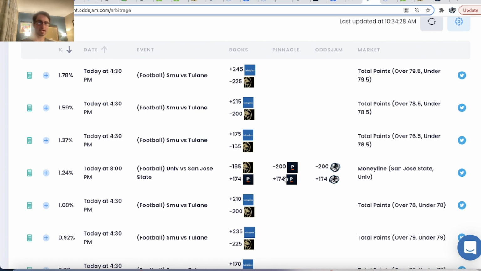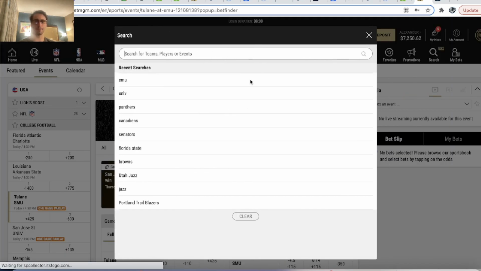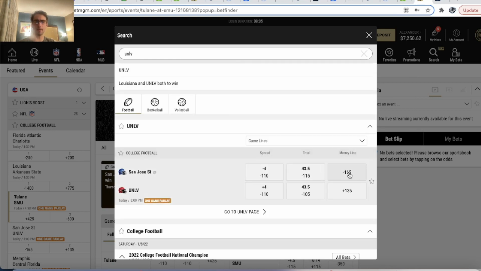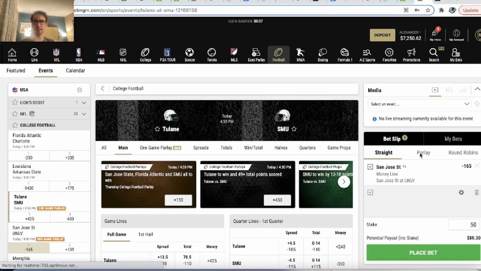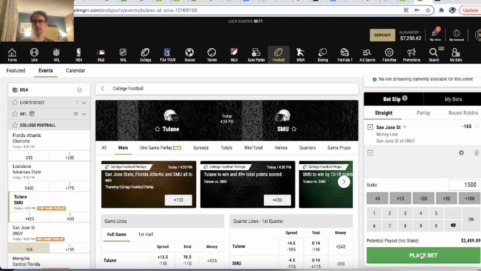So when an arb exists, what you're looking for as a sharp bettor is you're looking at the lines, you're looking at the line discrepancies, and you're saying, okay, what side is good, right? So what we can do is we can look for this game and we can place this bet. So we'll go to the UNLV game. You can see San Jose State is minus 165. So I'll click on that, and then we can throw $1,500 on it.